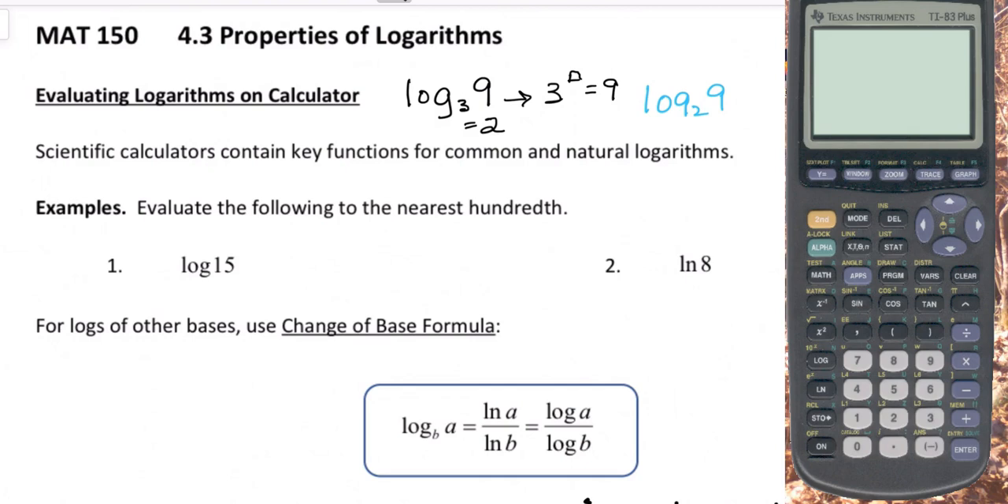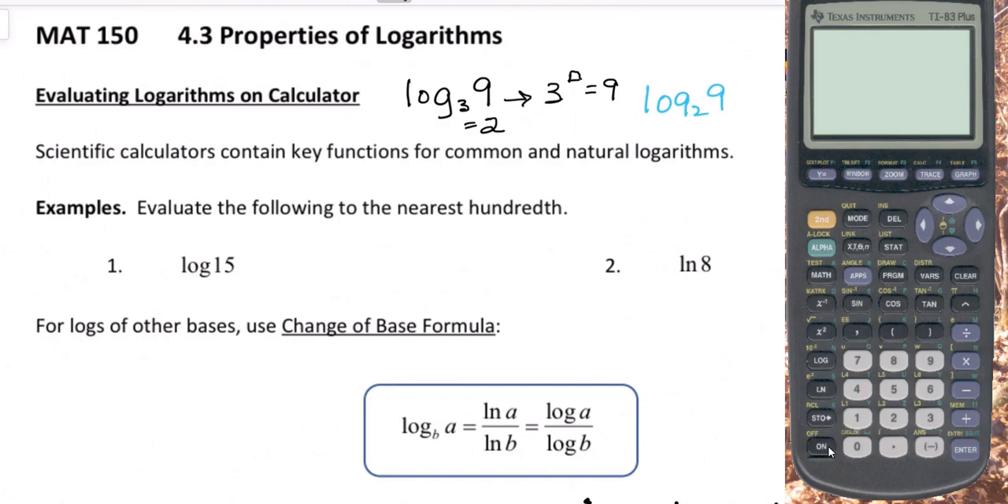Because these two bases show up a lot, most calculators have both of those logarithms as a specific key. You can see on the right, I've got a graphing calculator there. Scientific calculators would have these keys as well, and you just have to play around with yours to figure out how it works.